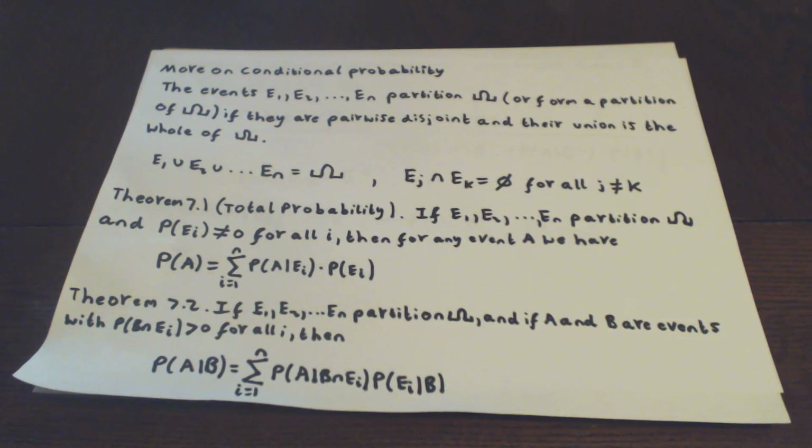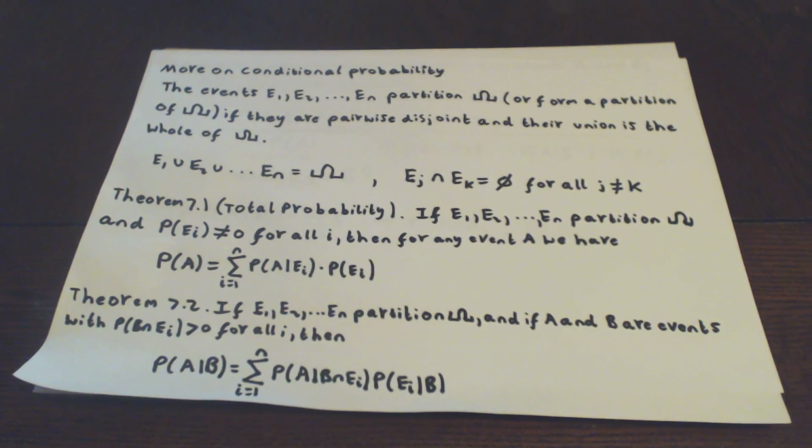Okay, so now we've got to chapter 7, more on conditional probability. And obviously this chapter focuses on partitions and how you can use conditional probability to work out probabilities of events in which the sample space is partitioned. So we've got our three theorems and definitions. I'll quickly whiz through them.